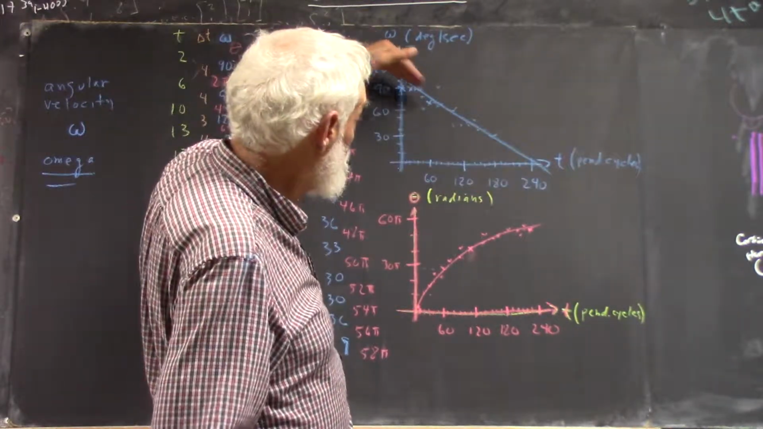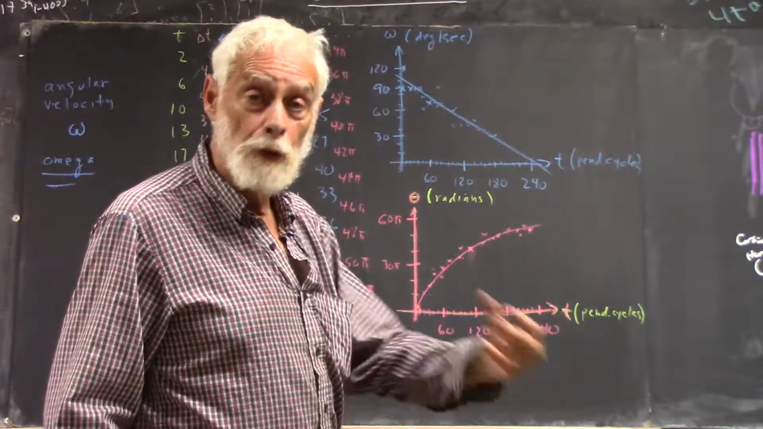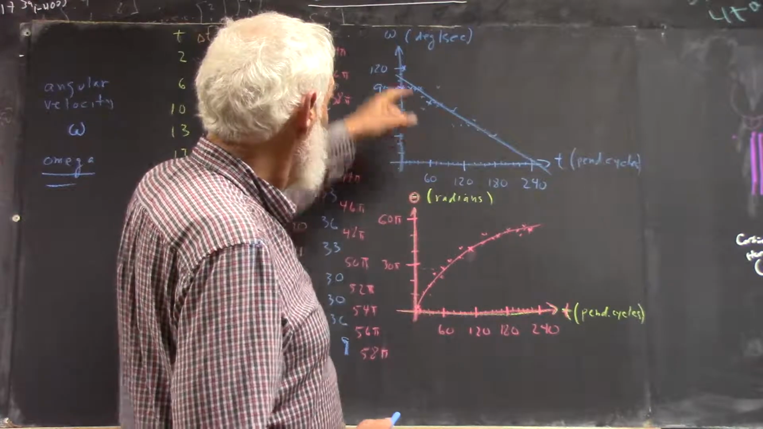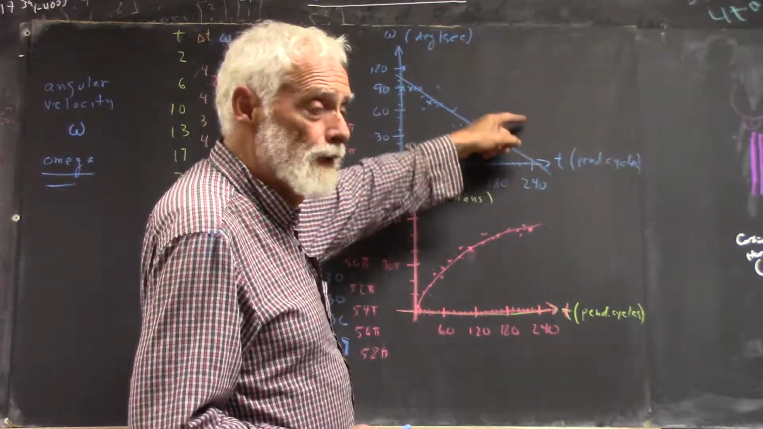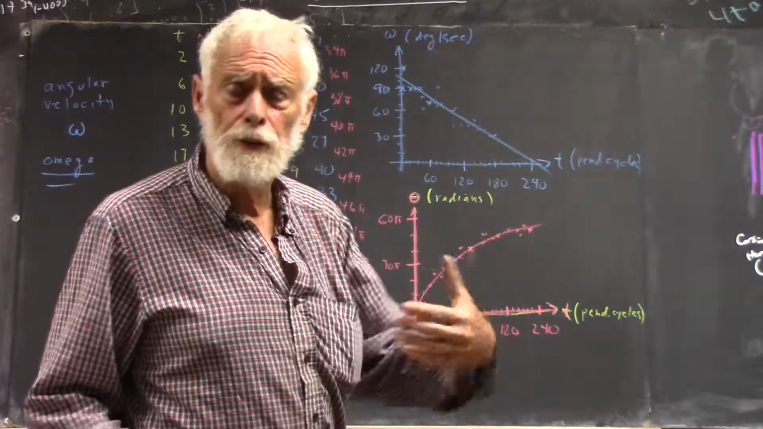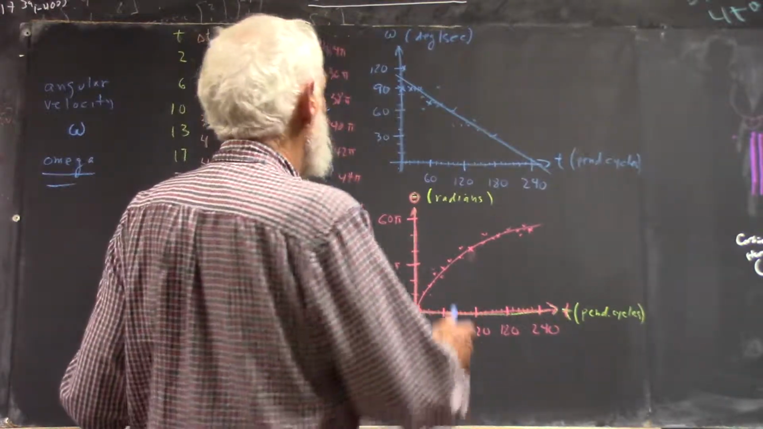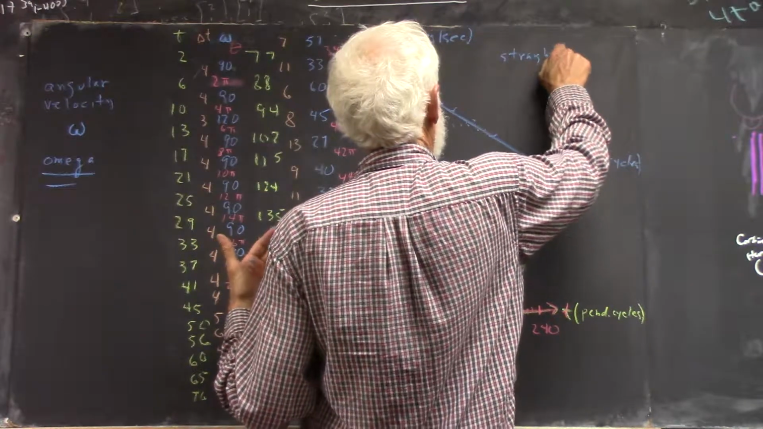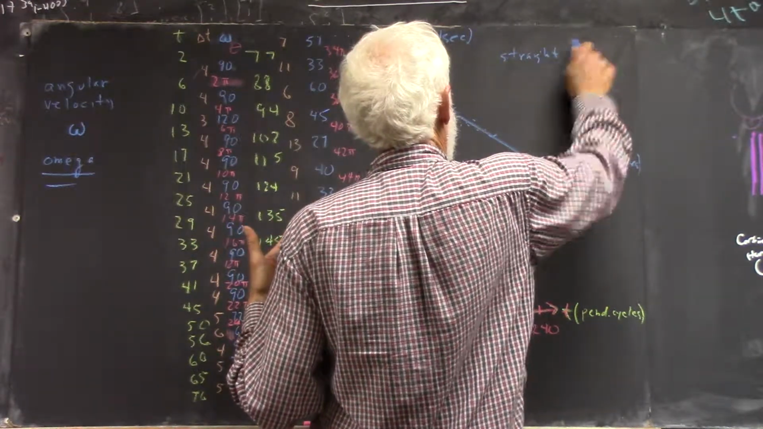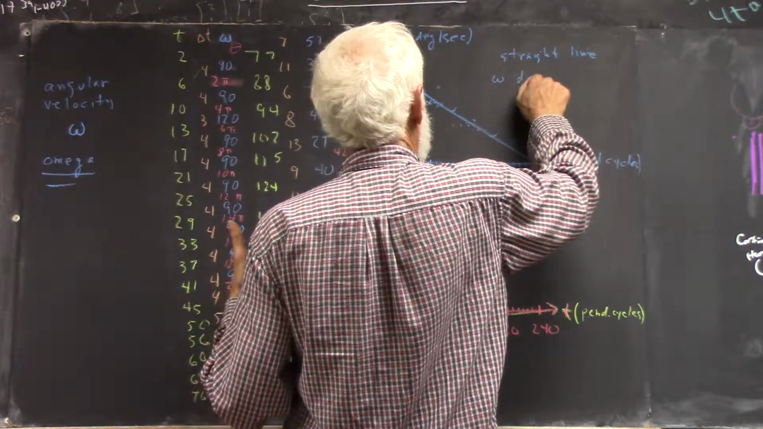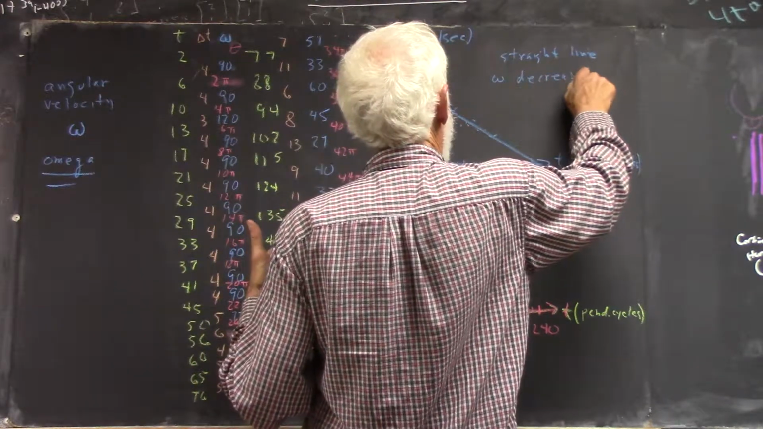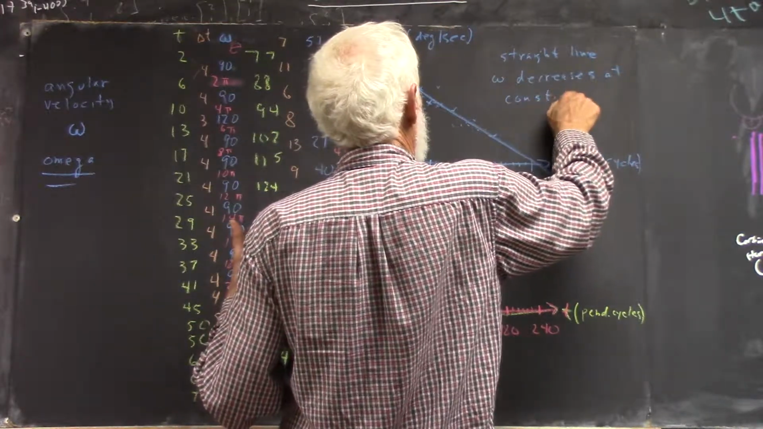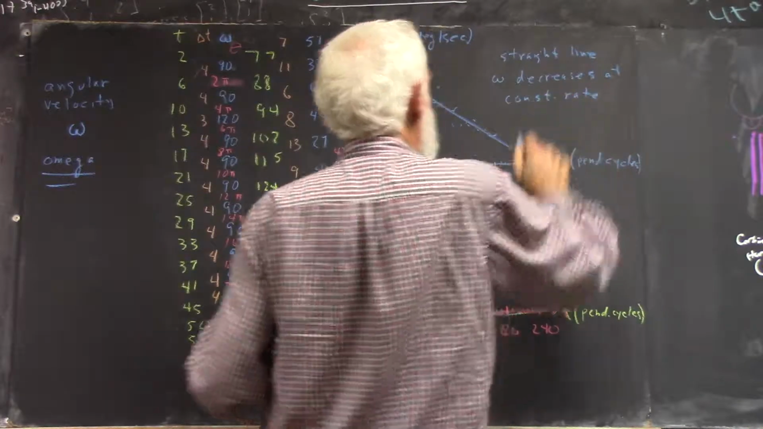And if the graph really is a straight line, if the trend really is a straight line, then it looks like omega, the angular velocity, is changing at a constant rate. Okay, so straight line, omega decreases at a constant rate. Okay?